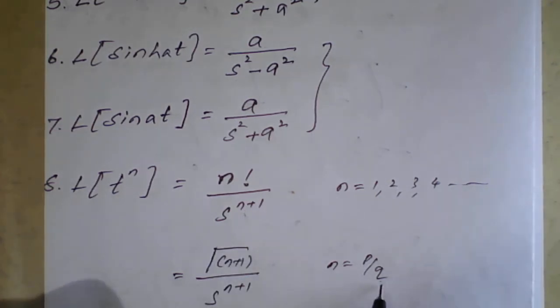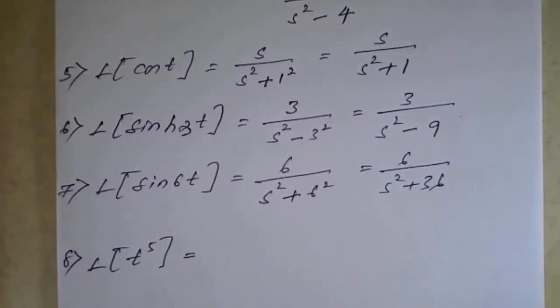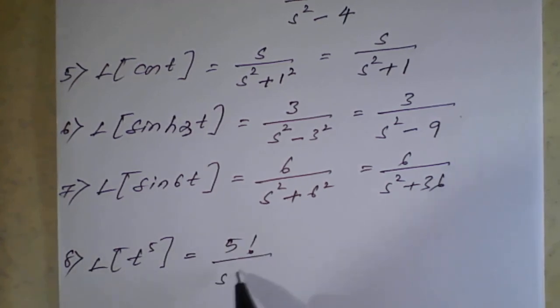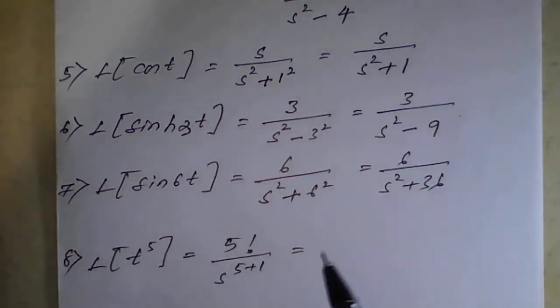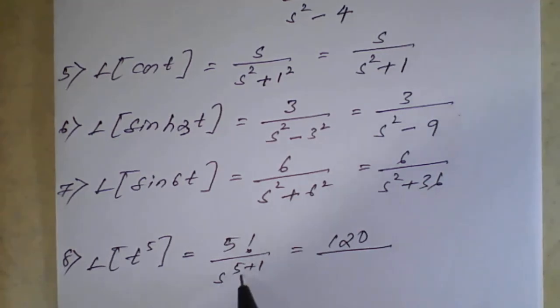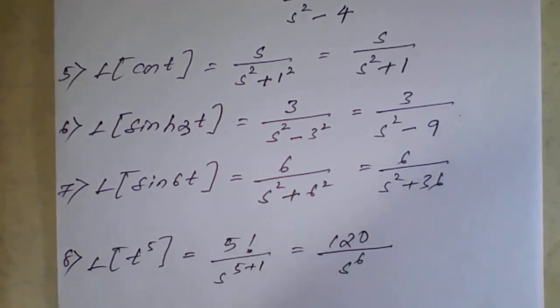If it is in p by q form, it is gamma of n plus 1 divided by s raised to n plus 1. We'll see that example. Here 5 is a whole number, so I can say 5 factorial divided by s raised to 5 plus 1. Therefore 5 factorial will be 120 on simplification, divided by s raised to 5 plus 1, which is s raised to 6.